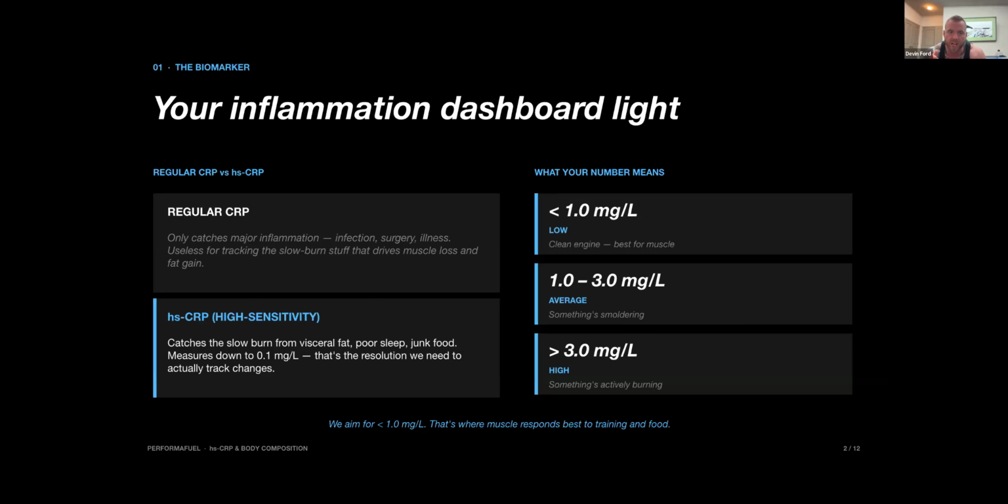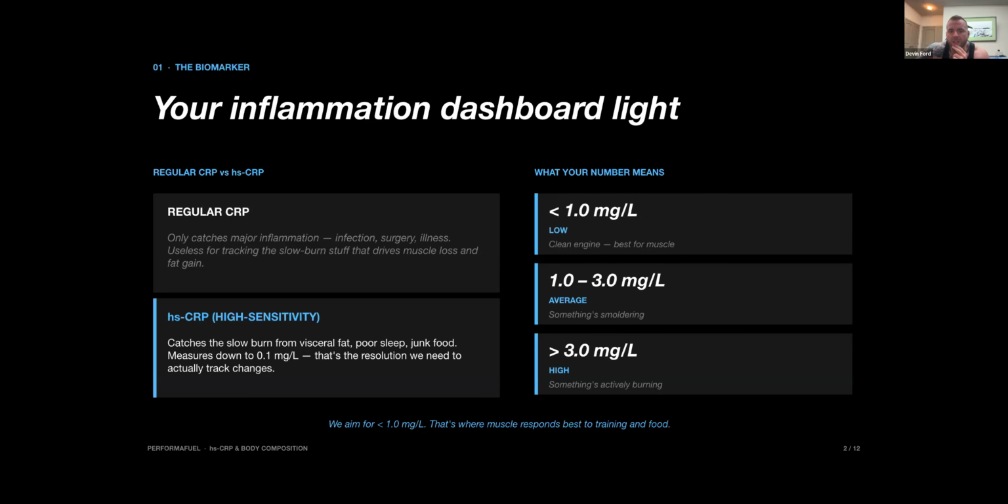High sensitivity C-reactive protein catches the slow burn, so to speak, that little fire that we want to put out that's building and building. That's due to visceral fat, poor sleep, junk food, poor training strategies that your body's not recovering from. Those are the things we can actually measure and look at with high sensitivity C-reactive protein.